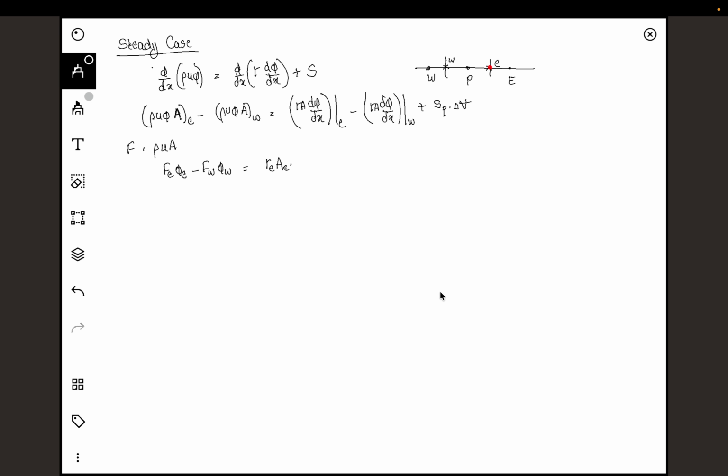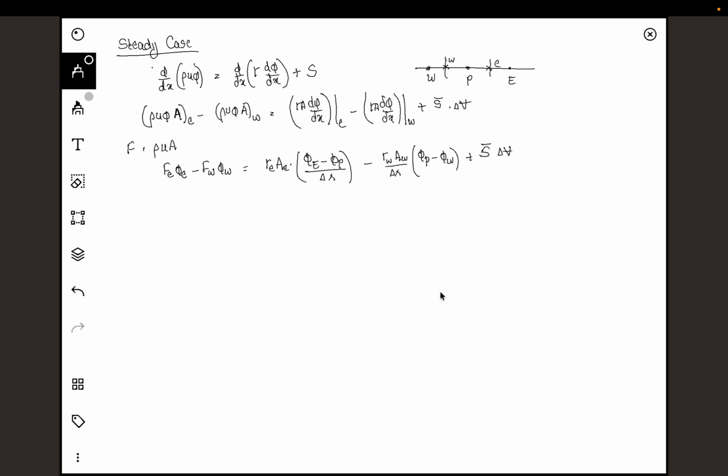If you are using a central difference, which is second order accurate, that will be between E and P, because d phi dx is along the x direction. So you have phi E minus phi P by delta x. Similarly on the west face, it is between P and W. So you have gamma west, A west by delta x times phi P minus phi W, and we have S bar times delta V. I'll just write it as S bar, the mean value of S evaluated at point P.